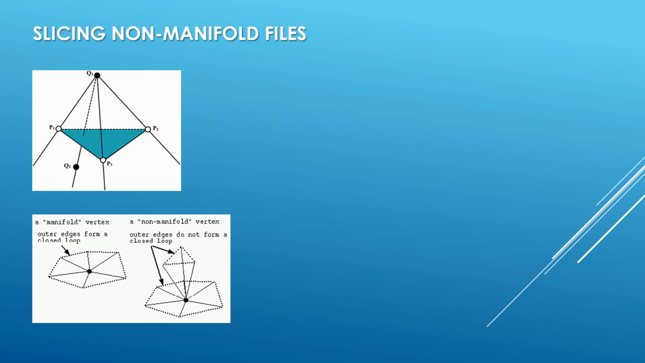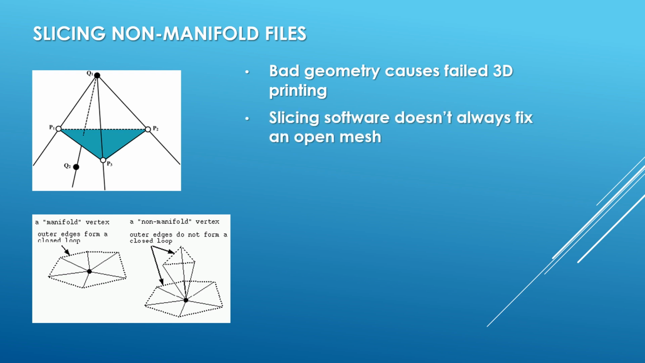When we're looking at slicing non-manifold files, we can run into trouble. A manifold vertex has the outer edges closed to form a loop. A non-manifold vertex, the outer edges do not form a closed loop. Bad geometry will cause failed 3D printing. The slicing software doesn't always fix an open mesh.